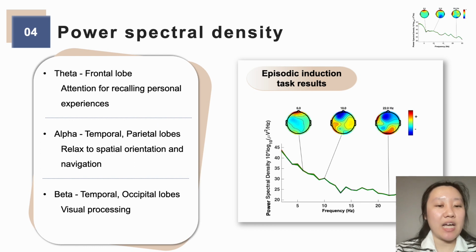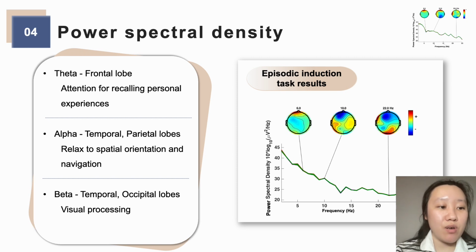Let's have a look at episodic memory results. Similar to semantic memory results, if the theta wave is active, it's always related to the frontal lobe. However, considering episodic memory is related to personal experience, this time we summarize that during the episodic memory process, the attention will be paid to recalling personal experiences.